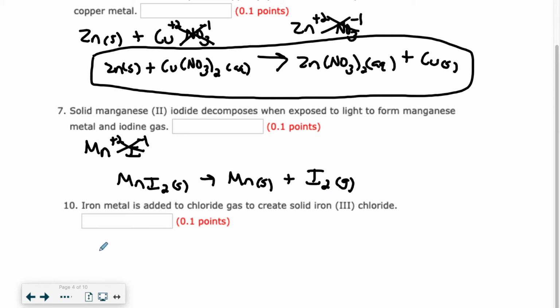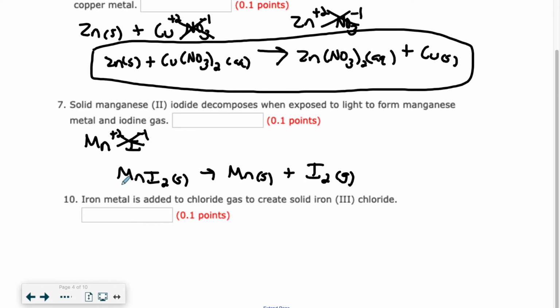All right, for the final question here, we're looking at number 10. We have iron metal, so that's going to be Fe with a solid. We're adding chlorine gas, which is another diatomic, and we're creating iron 3 chloride.